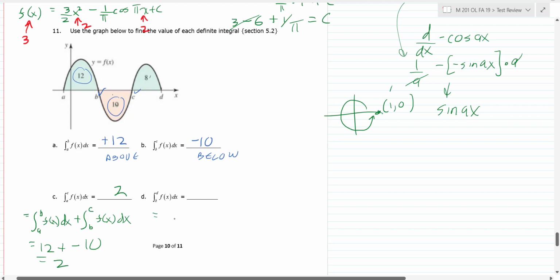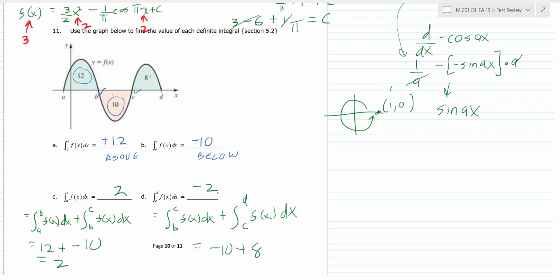It'd be negative 10 plus 8, but more specifically, you break this into the integral from b to c of f of x dx, plus the integral from c to d of f of x dx. The integral from b to c is negative 10. The integral from c to d is above, so that's 8. Negative 10 plus 8 is negative 2. So that is your net area. That's the answer to that definite integral.